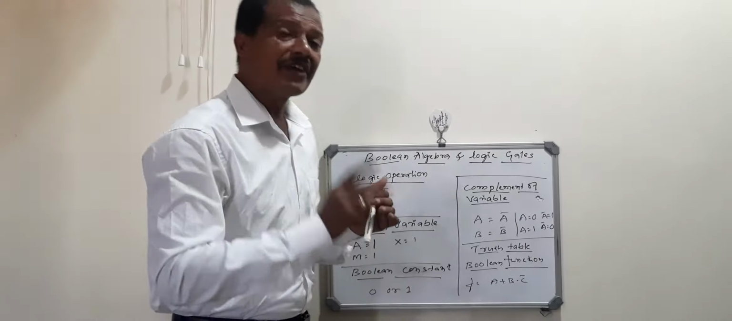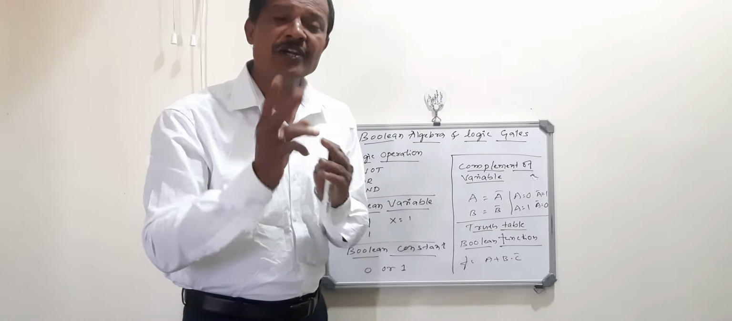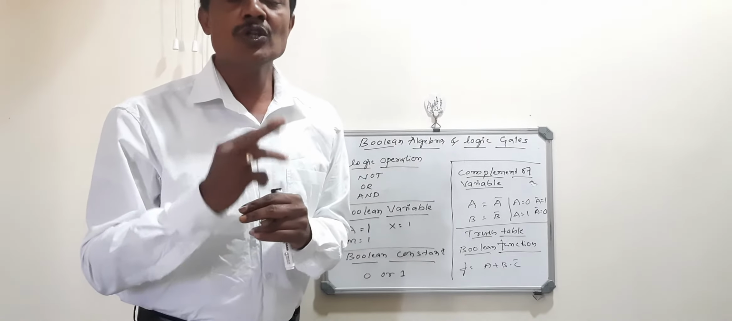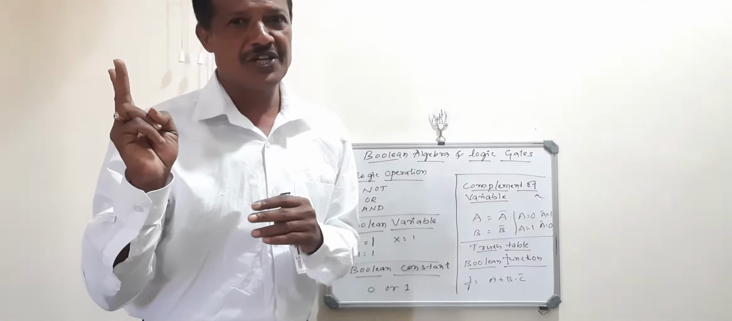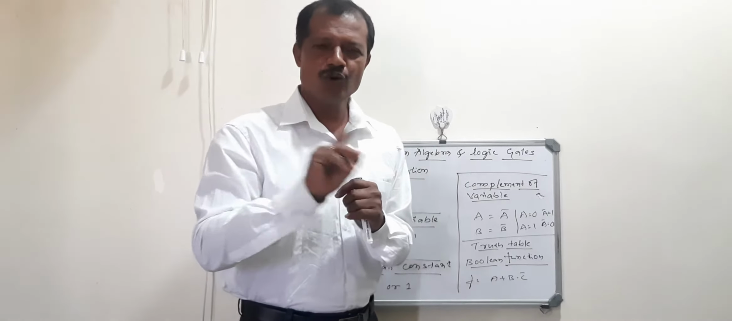Say for example, if you are having two inputs, how many combinations? 2 to the power of 2. 2 to the power of 2 means how many combinations? 4 combinations. That is 0 0, 0 1, 1 0, 1 1.